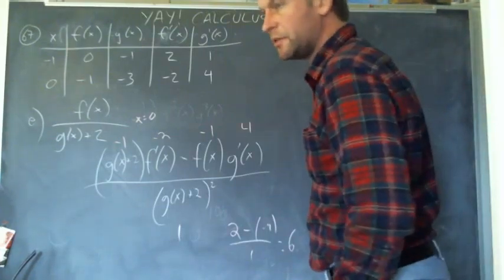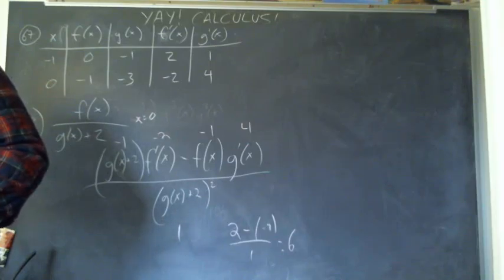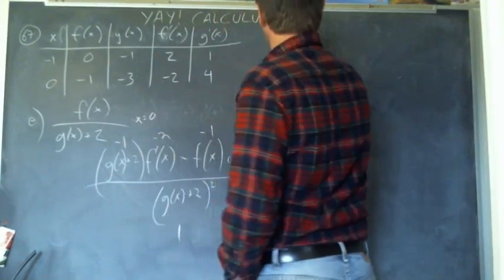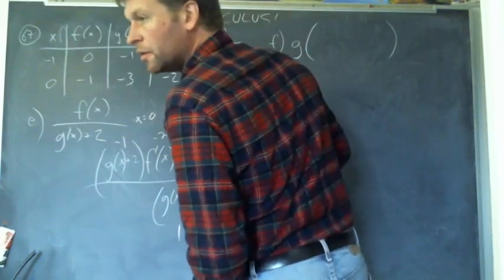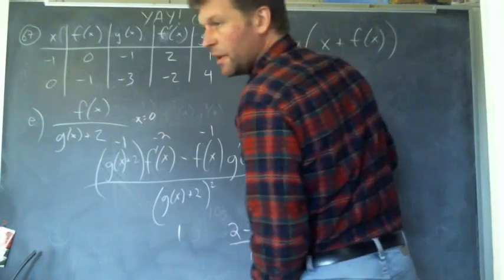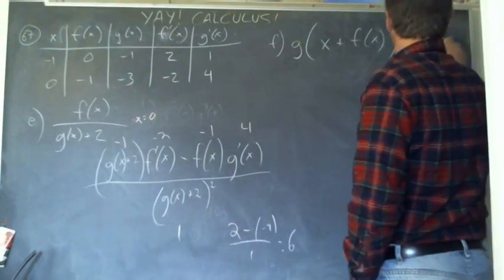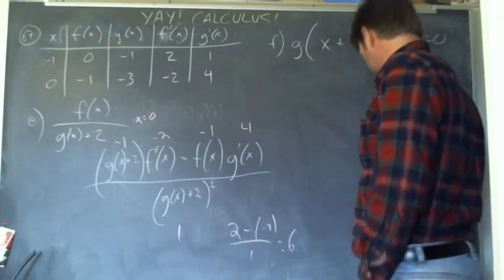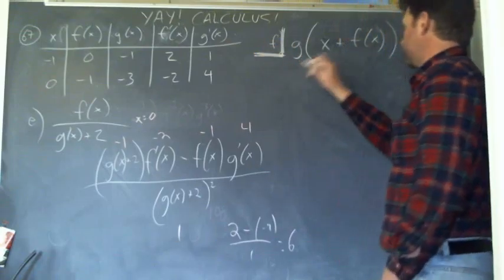Polishing off 67. We have F, which is g of x plus f of x. Well, that derivative evaluated at x equals 0. All right, looks right. That f in the parentheses is just misleading. So here's our F, which is g of that.